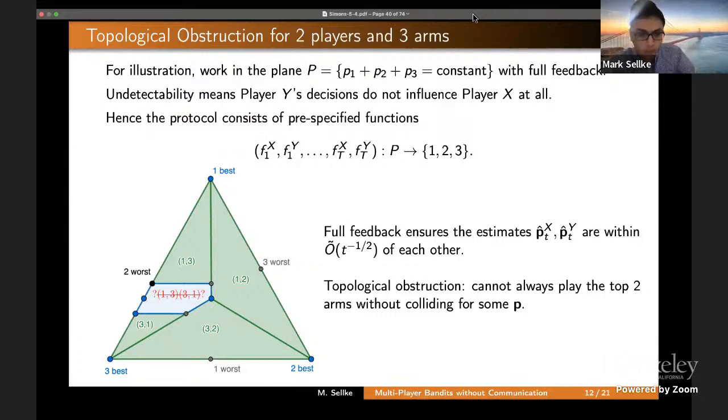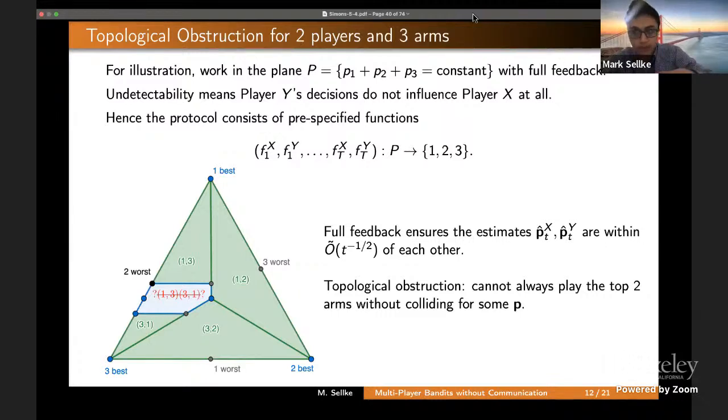And what you would try to do is always play the top 2 actions. So in this, this triangle is kind of the state space of possible probability vectors. There's a corner for 1 best, 2 best, 3 best, and so on. These green regions correspond to a greedy strategy where we're always playing the top 2 actions according to our estimates. But you get this topological obstruction if you go in a circle. You can't transition between 1, 3 and 3, 1 without causing some collisions to happen.